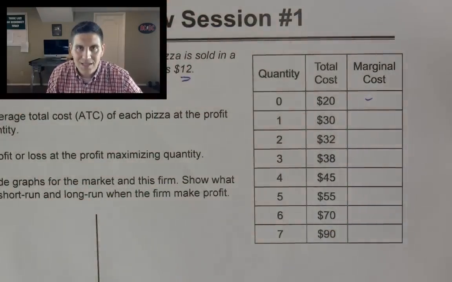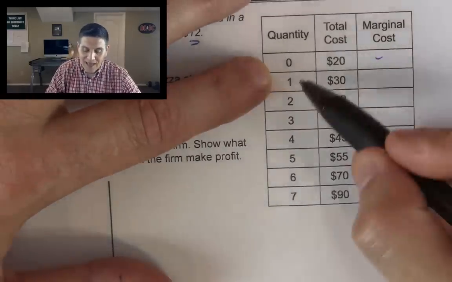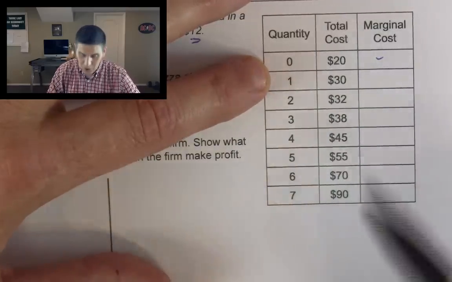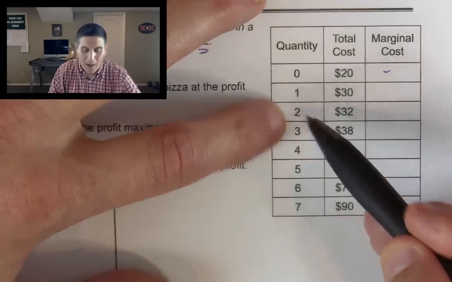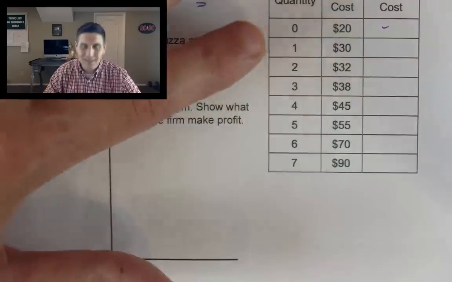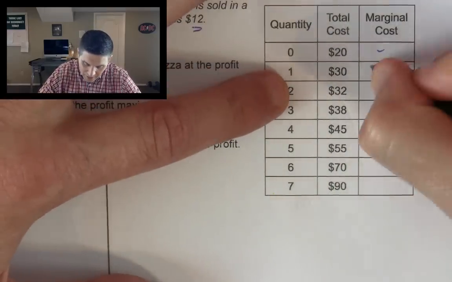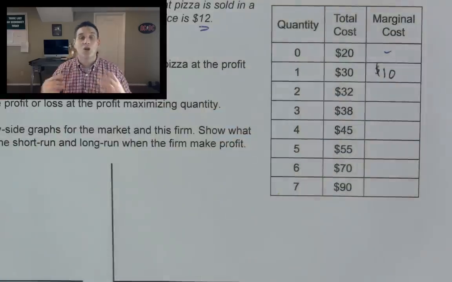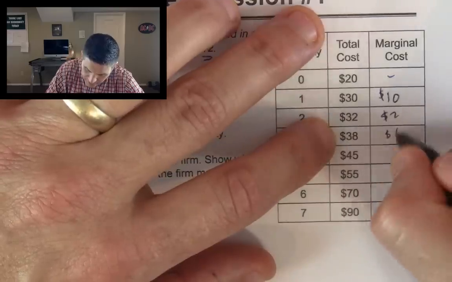Now, most of the time, and I hope in your case as well, you're going to have a college professor that has it go up by 1s. It makes it really easy. So this is the total cost change from one more output, which makes it easy to calculate. All you're doing is subtracting. So from 20 to 30 in this case is $10. Notice I'm putting dollar signs because these are costs. From the next one is $2, then $6.